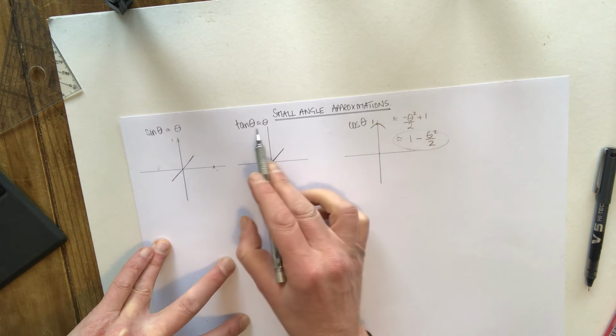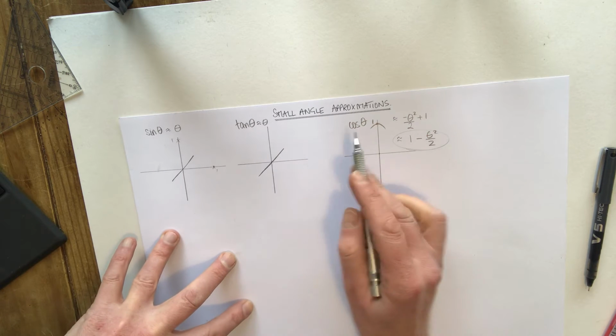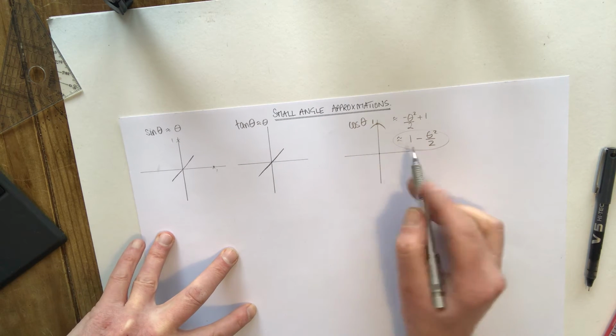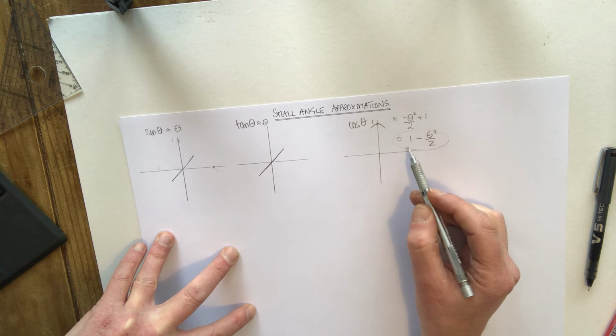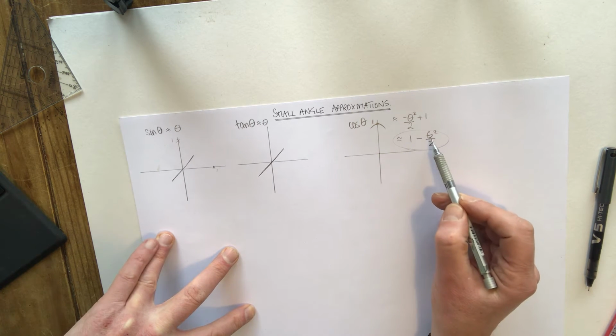Sine and tan are quite straightforward. They're both about the same as theta. Cos is a bit more tricky. This is a small angle approximation for cos theta, for when theta is very small.